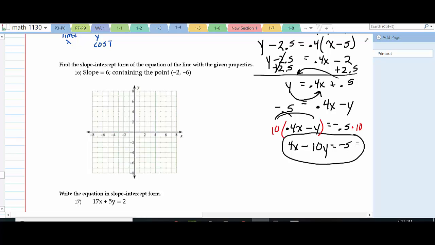Okay, so is everybody with me on that? Yeah, when you take a number multiplied by 10, it always moves the decimal to the right one. Okay, all right, very good.